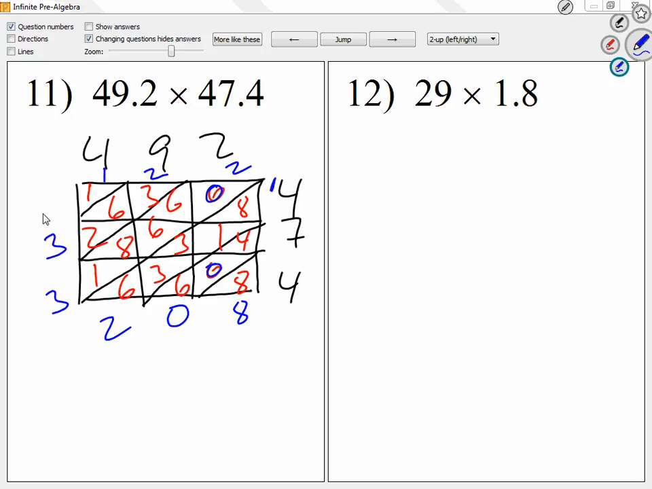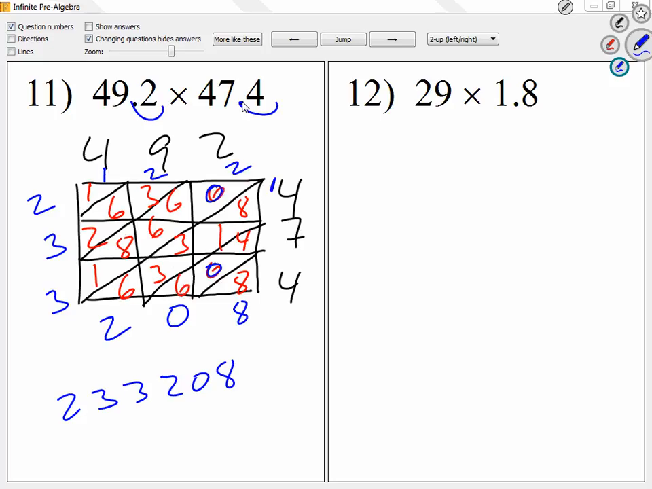Carry the 1. And then 1 plus 1 is 2. Numbers wise, I have 2, 3, 3, 2, 0, 8. Now let me worry about the decimal. My first number had 1 decimal place. The second number had 1 decimal place.